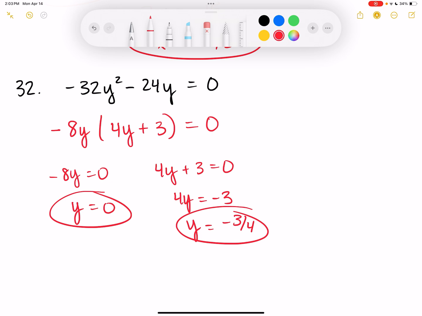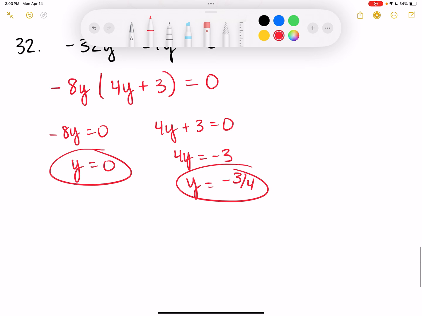All right, so what do we get for our final answer? Y equals 0, y equals negative 3. Okay, does everybody agree? Disagree? Have something else? Do you even know what she said? 0 and then negative 3/4. Okay. Yes. So we factored out the negative 8y, which gave us inside the parentheses 4y plus 3. Set each piece equal to 0. So dividing by negative 8, that gave us 0. And then subtract 3. Divide by 4 gives us negative 3/4 for the one on the right. Any questions on that one?